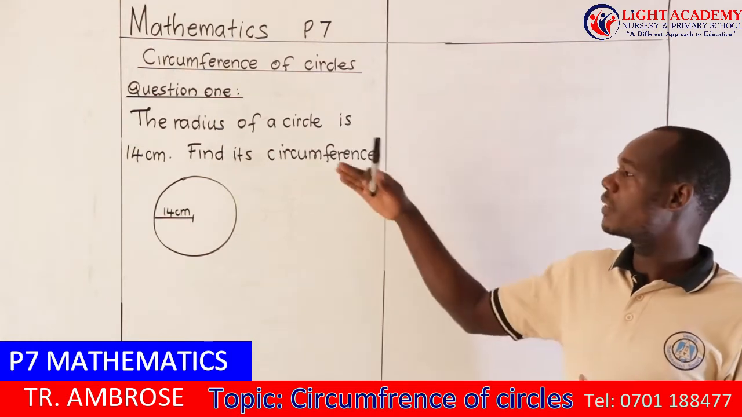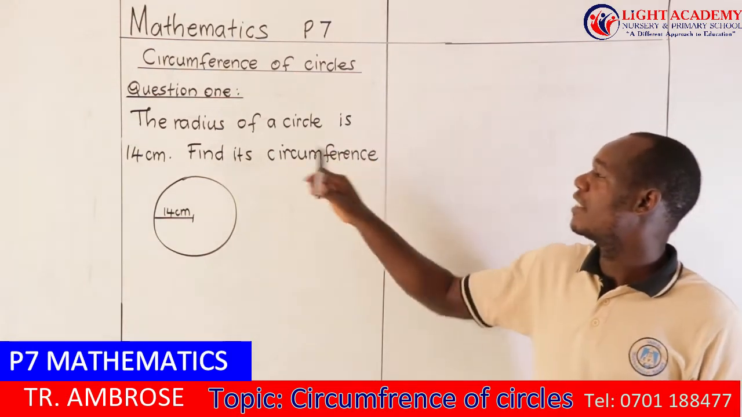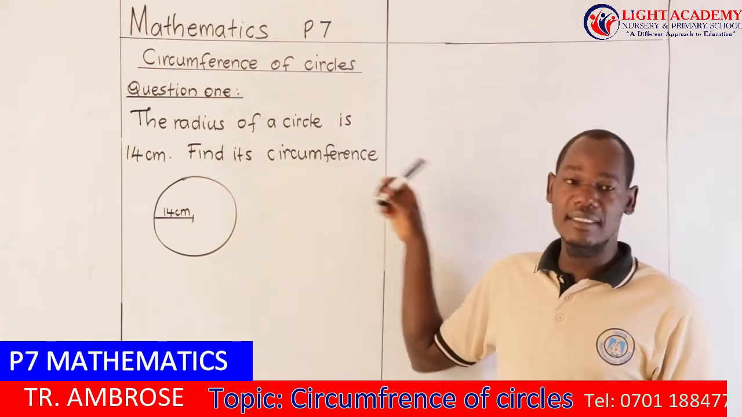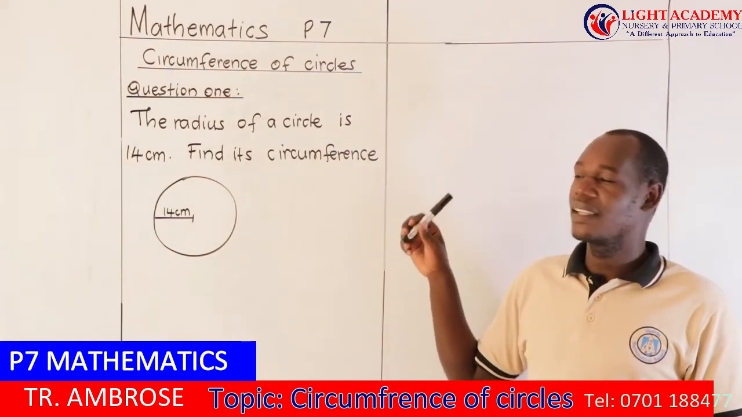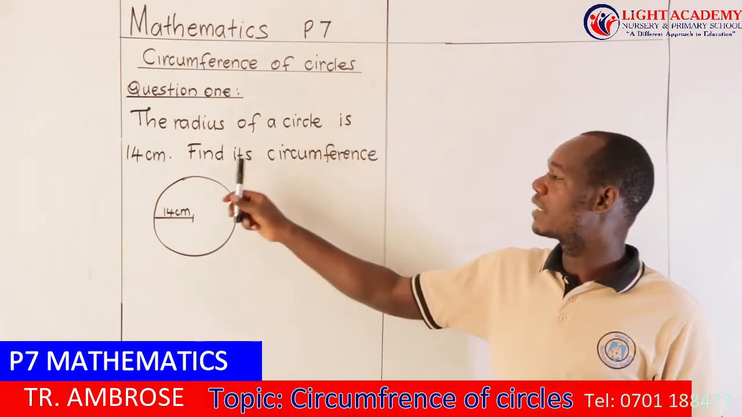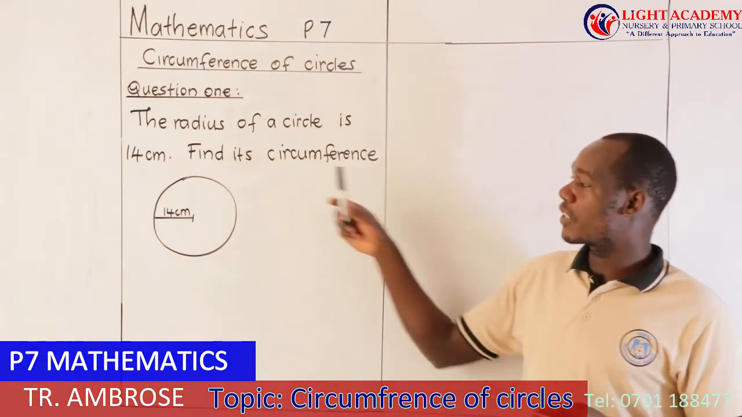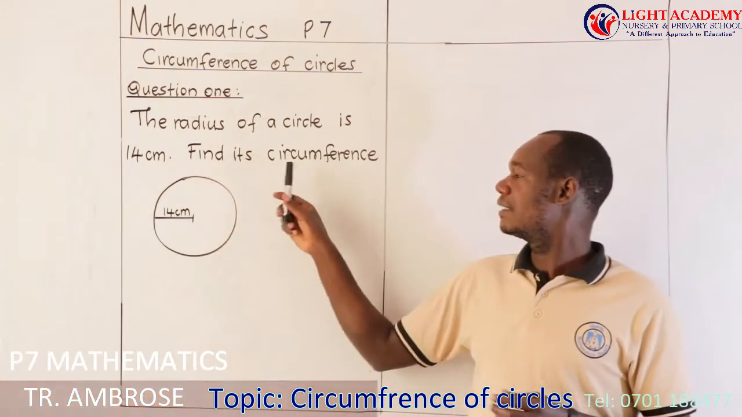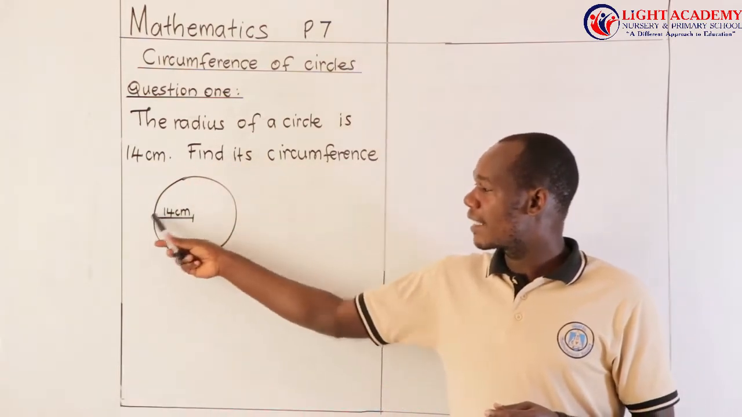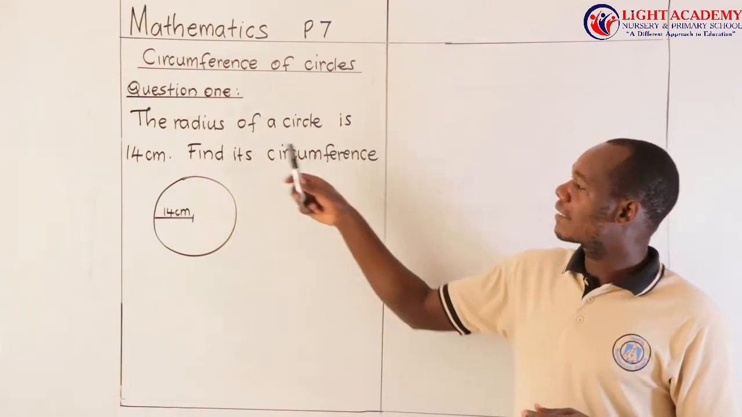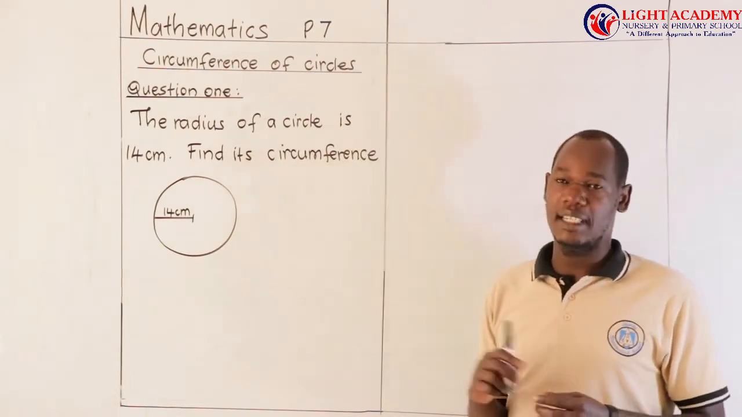So in our first question, we are saying the radius of a circle is 14 centimeters. Find its circumference. The radius of a circle is 14 centimeters. Find its circumference. You will see that I've already drawn my circle this side, and I've indicated the radius to be 14 centimeters. Now they are asking us to find the length of the circumference.